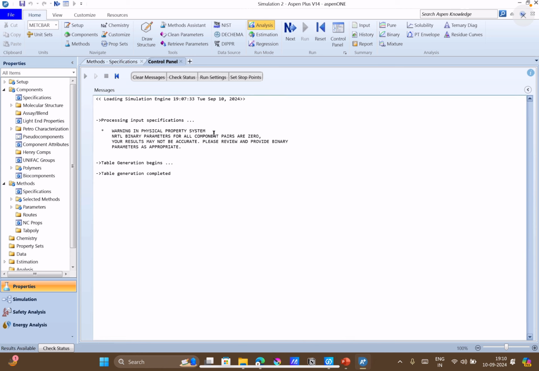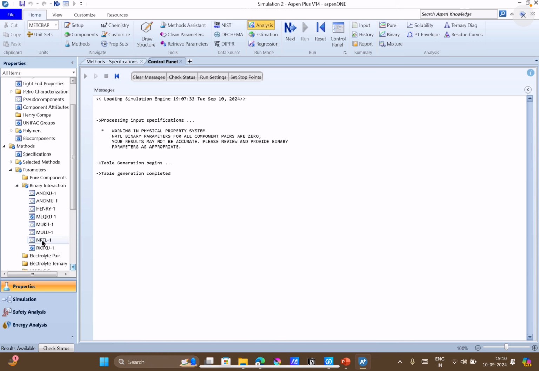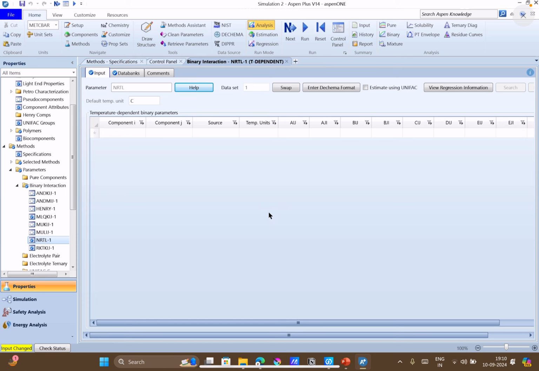Corresponding in physical property, the NRTL binary parameters for all component pairs are 0. Your result may not be accurate. So there is some issue with the binary component parameters. For that, go to the parameters and the binary interaction for the NRTL method. There are no binary components present, so we can estimate them by the UNIFAC method.